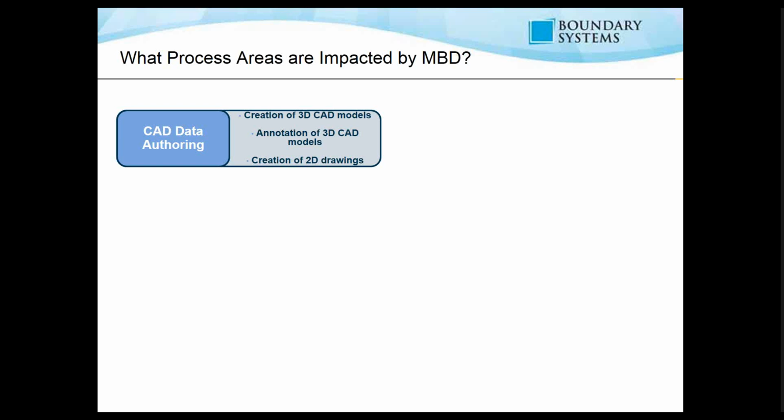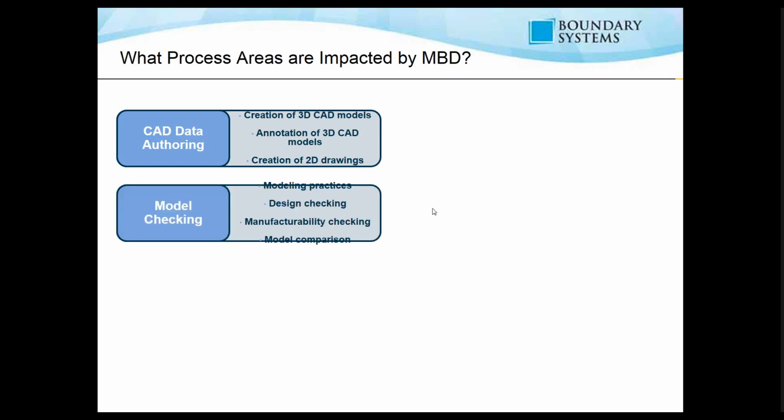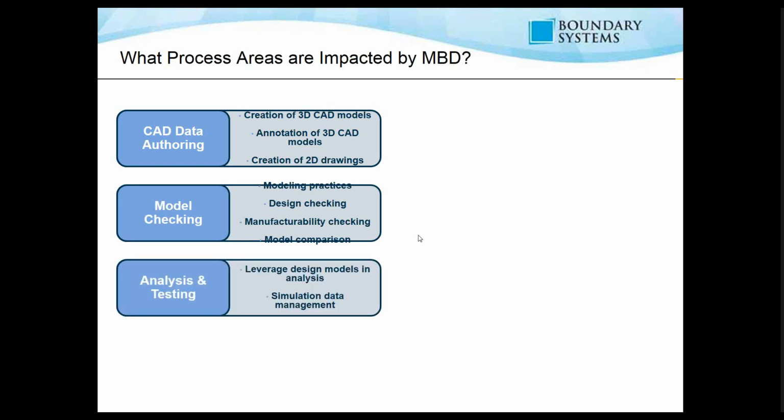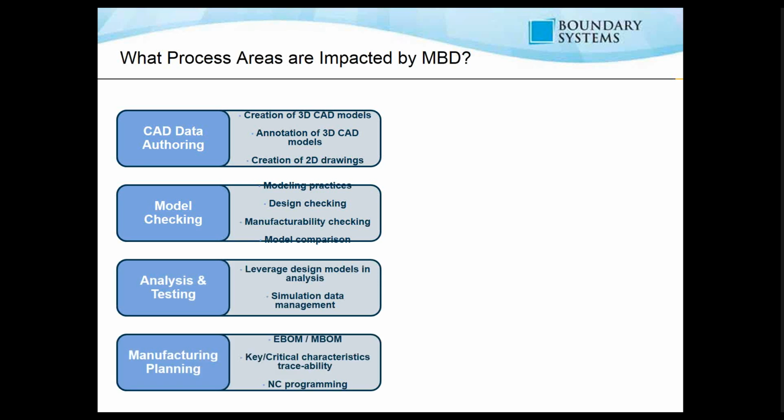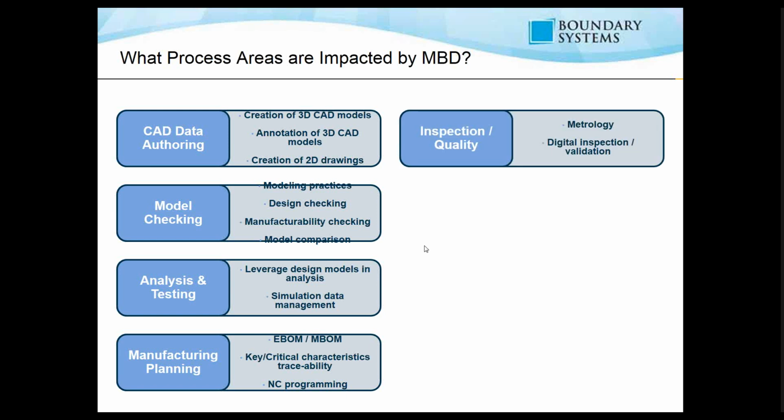So we have the CAD data authoring for creation of the 3D CAD models, annotation of the 3D CAD models, and creation of the 2D drawings. Model checking, so your best modeling practices, design checking, manufacturability checking, and model comparison. Analysis and testing, leverage design models in your analysis, simulation data management. Your manufacturing planning group, taking advantage of and looking at your E-BOMs, your M-BOMs, key and critical characteristics and traceability of your product, and then the NC programming from those part files as well.